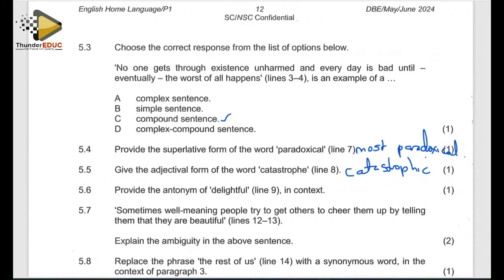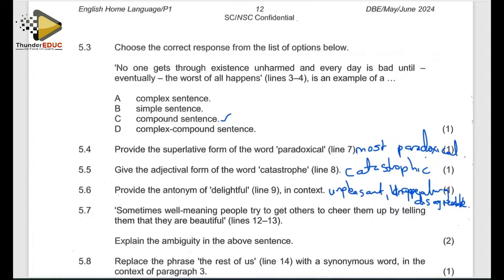Provide the antonym of delightful. It's unpleasant. There are so many. We can take unpleasant. We can take unappealing. Unappealing is also coming in. We can take disagreeable. Any of those is applicable. Remember, antonym is the opposite. Agreeable is the opposite.